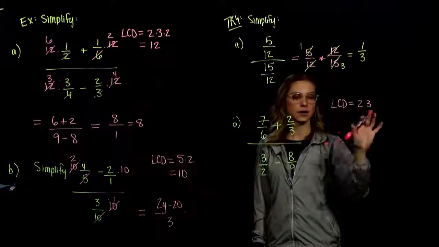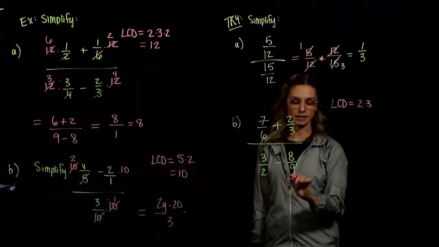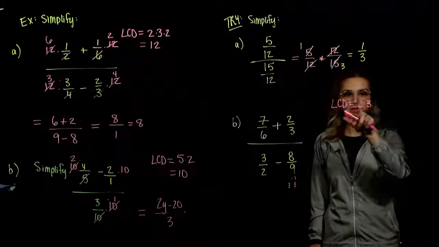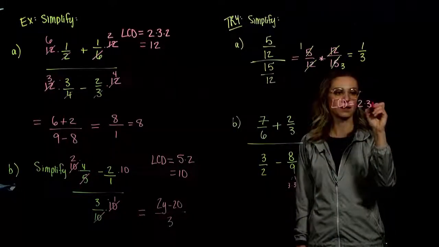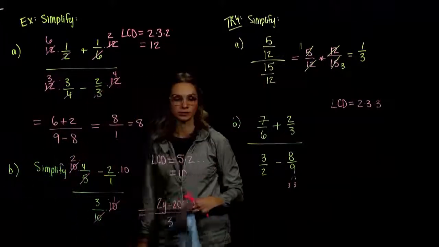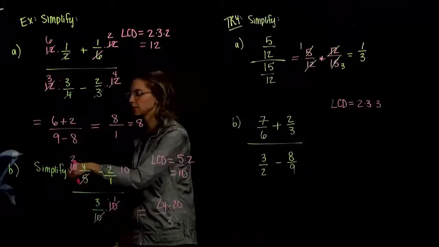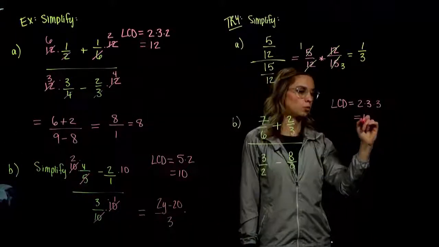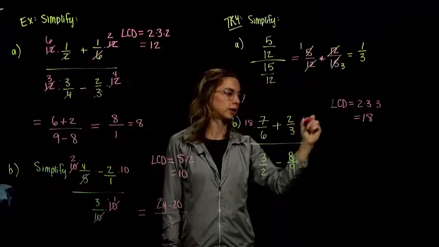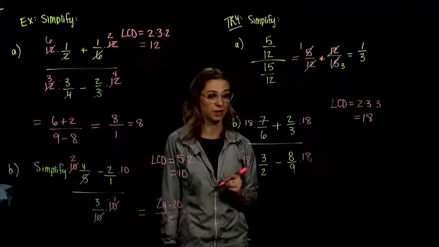Are we missing anything in our LCD that this one has? Nope, we've taken the 2. And then what lives inside of 9? 9 is 3 and 3. So our LCD is missing what? One more factor of 3. So our LCD then, if we multiply all of those together, what do we get? 3 times 3 is 9. 9 times 2, 18. And what do we do with 18? Multiply it everywhere.